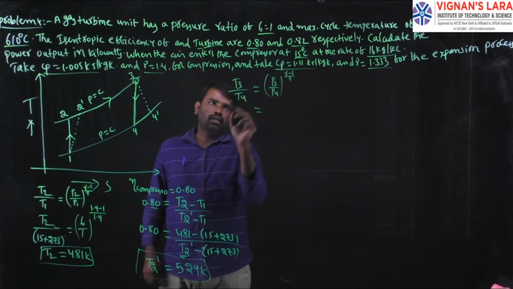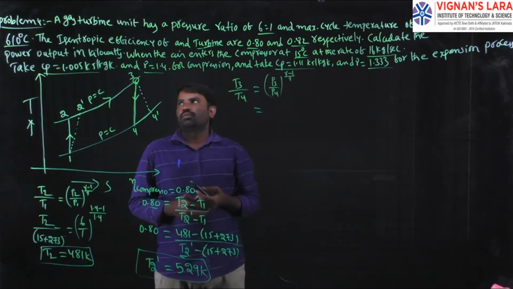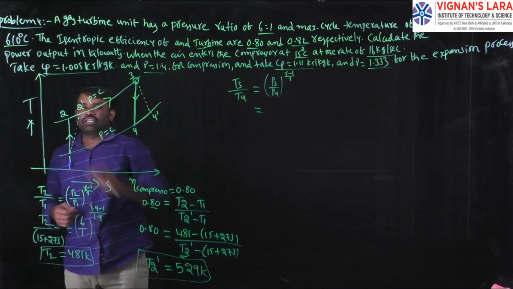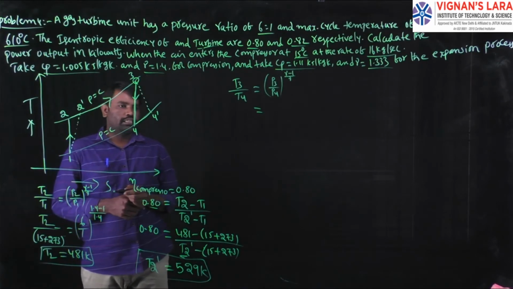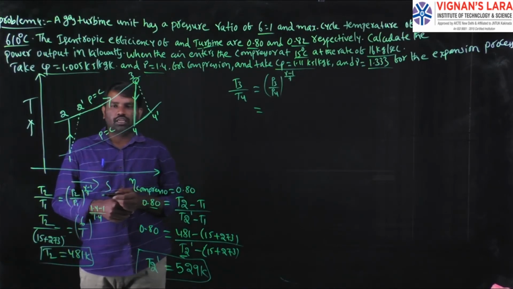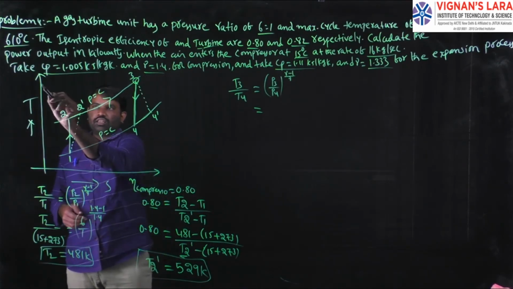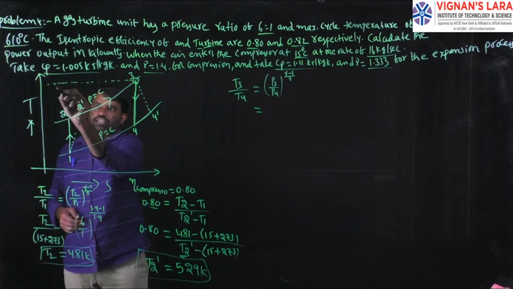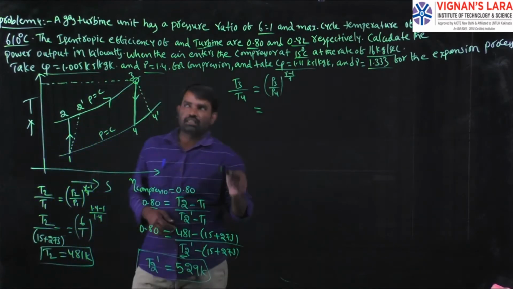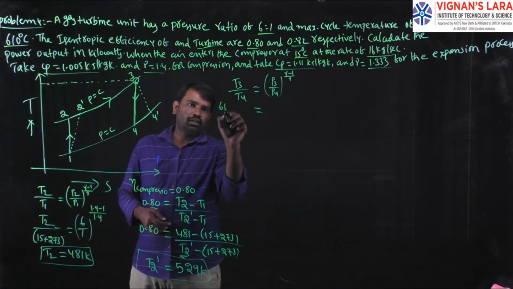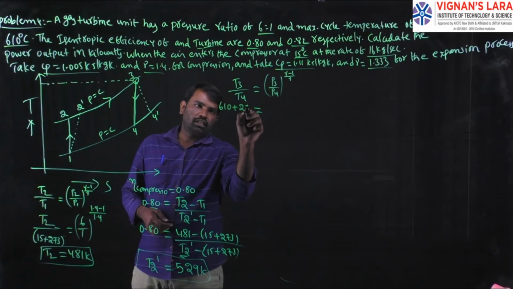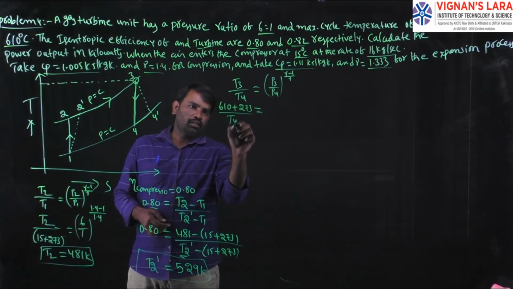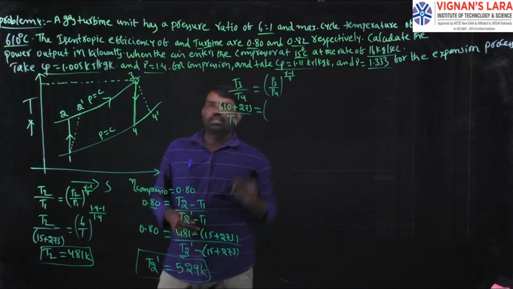Here the T3 value in the present problem is given, that is 610 degrees centigrade. 610 degrees centigrade is the maximum temperature in the cycle. You can observe the cycle in the TS diagram also, the maximum temperature is at point 3. That is the maximum temperature in the cycle. So 610 plus 273 divided by T4, and this pressure ratio P3 by P4.